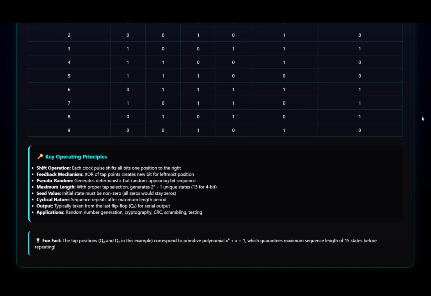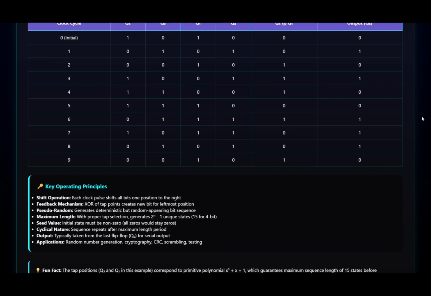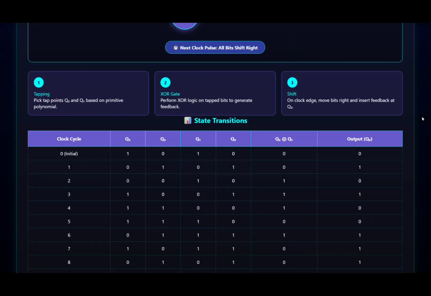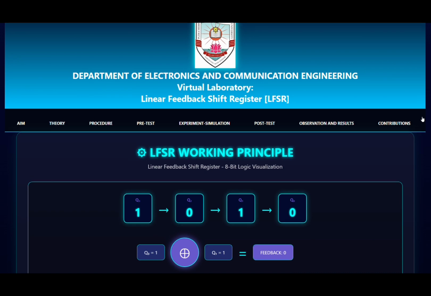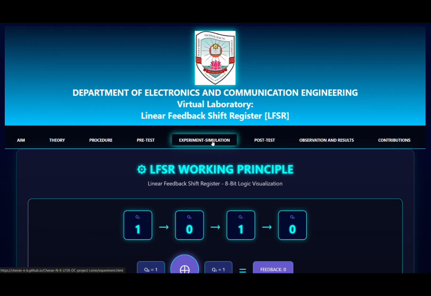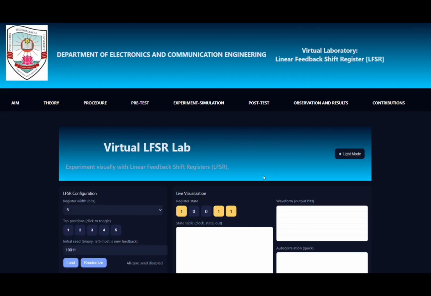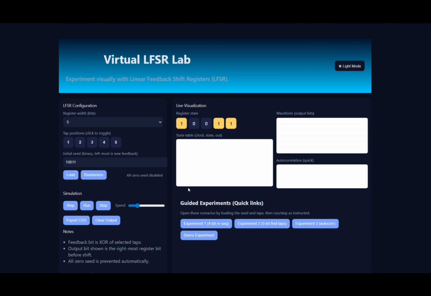To prevent this, the PTU virtual lab allows you to manually enter a non-zero seed or use a randomize feature to ensure the system initializes correctly. The seed dictates where the sequence starts, but the taps dictate how long and complex that sequence will be.